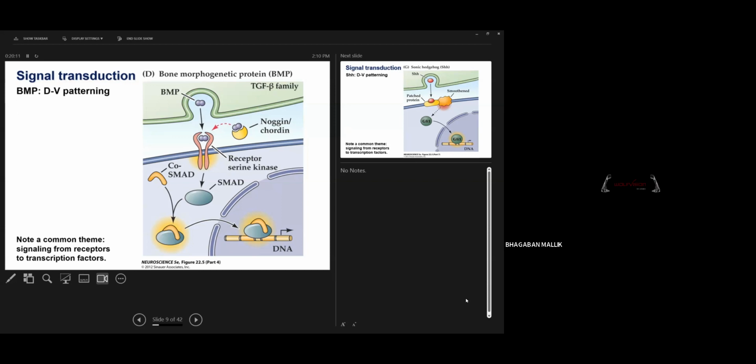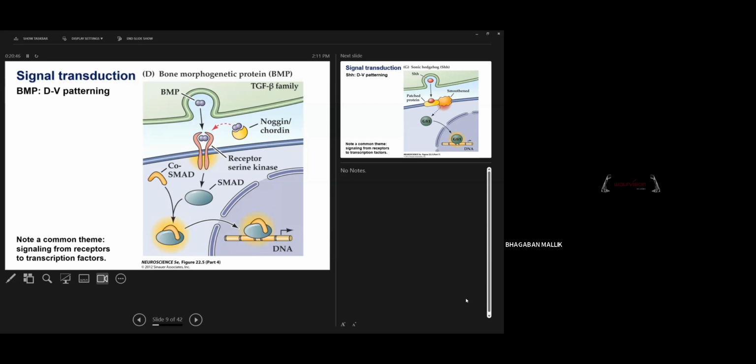So this is the BMP. This is a more studied ligand, of the TGF beta family, required for the dorsoventral patterning. So BMP molecule binds to the BMP receptor. These are receptor serine kinases, and these are required for the generation of the epidermis. And basically noggin and chordin, as I mentioned, are required for the neural induction, and BMP inhibits neural induction. It actually shuts down neural induction. It initiates the formation of epidermis.